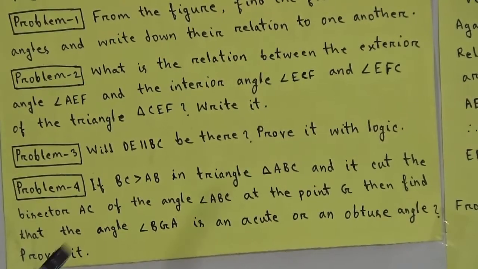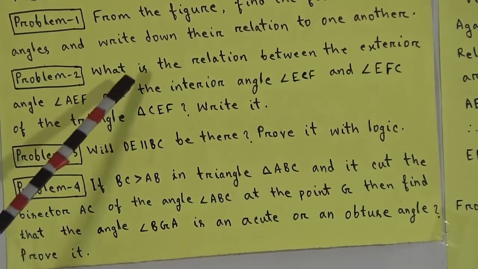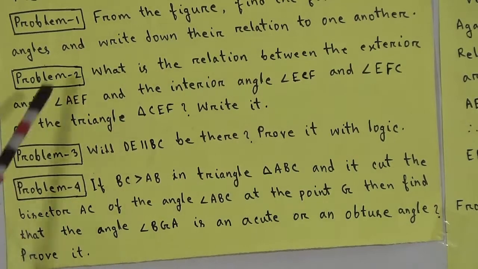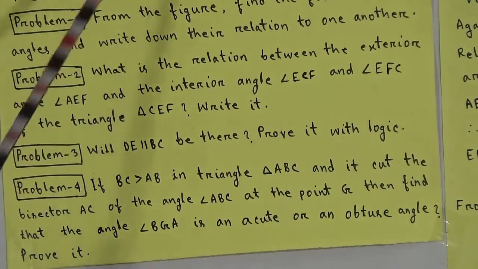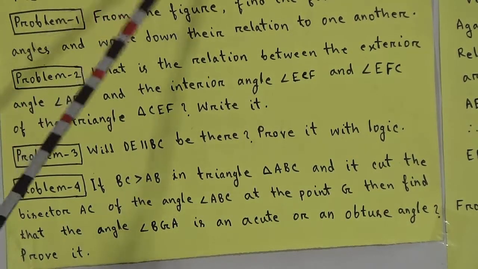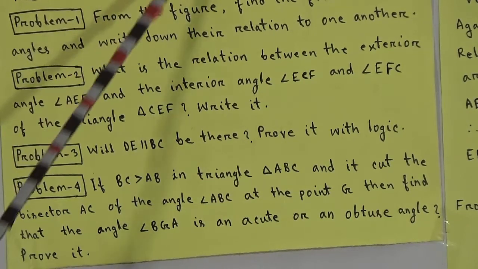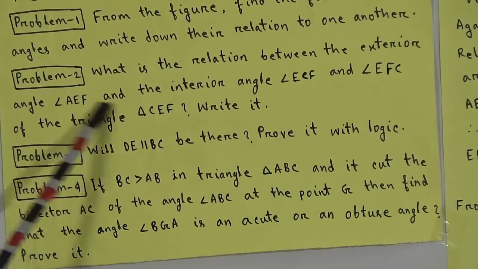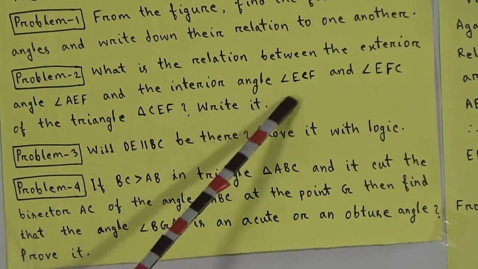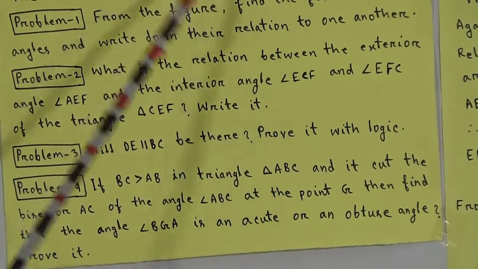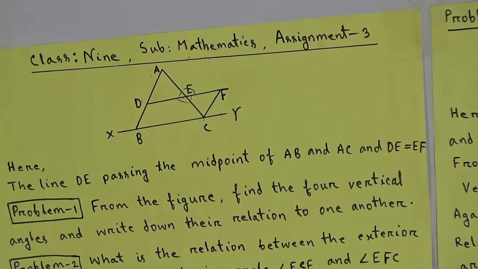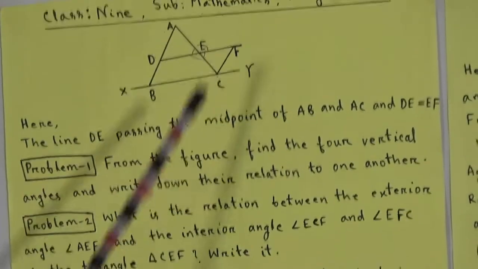Here, question number 2 is, what is the relation between the exterior angle AEF of the triangle EFC? What is the relation between the exterior angle AEF and the interior angles ECF and EFC of the triangle CEF?